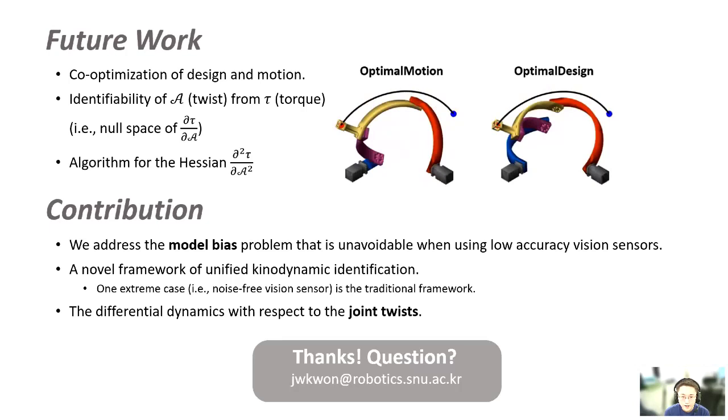In summary, we address the model bias problem that frequently occurs when using low accuracy vision sensors. To address the problem, we propose a novel framework of unified kinodynamic identification, of which one extreme case is the traditional identification. For computational efficiency, the differential dynamics with respect to the joint twist is introduced for the analytic gradients.